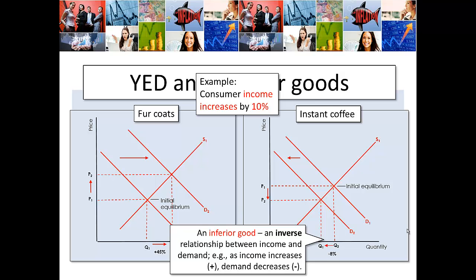And we know it's an inferior good because there is an inverse relationship between income and demand. So as income increases, which is positive, demand decreases, which is negative. As income decreases, demand increases.